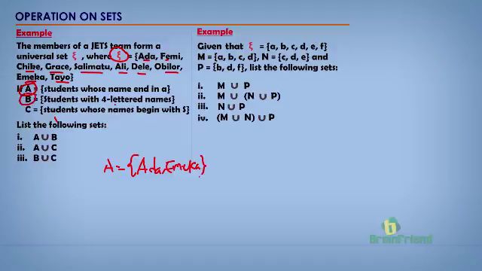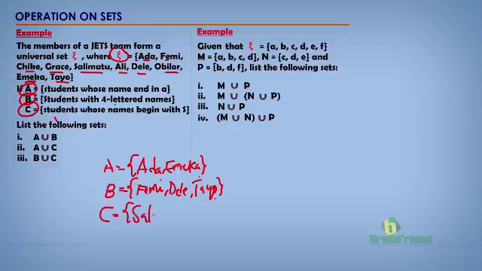Also, if set B is the set of all students with four-lettered names, B will be listed as the set that has elements Femi, Dele, and Tayo. If set C is the set that has students whose names begin with an S, C would have the element Salimatu only.